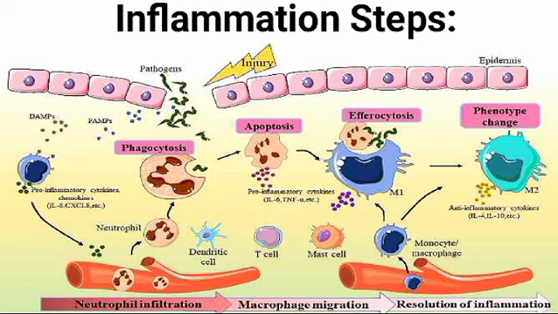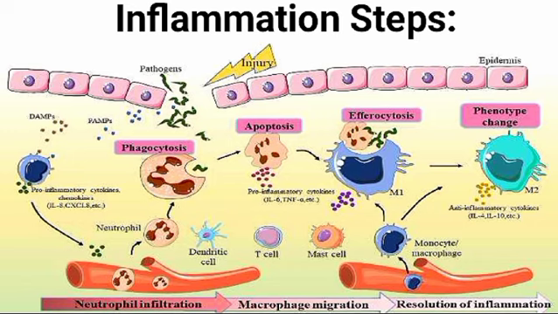Histamines and other mediators cause blood vessels to dilate and become more permeable. This allows more blood to flow to the affected area, bringing with it oxygen, nutrients, and immune cells, while also allowing immune cells to exit the bloodstream and enter the tissue to combat the threat.